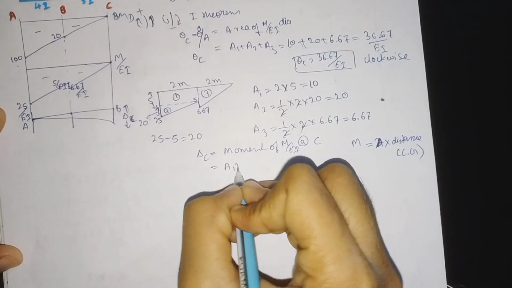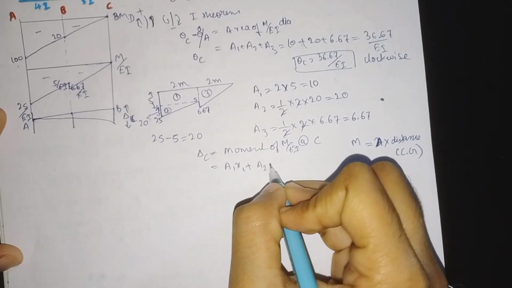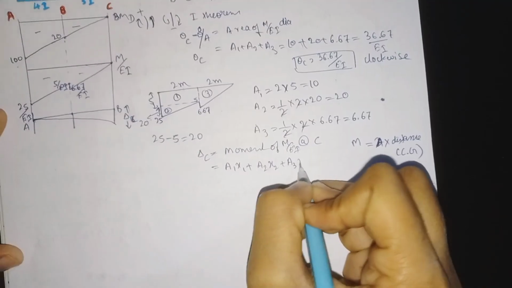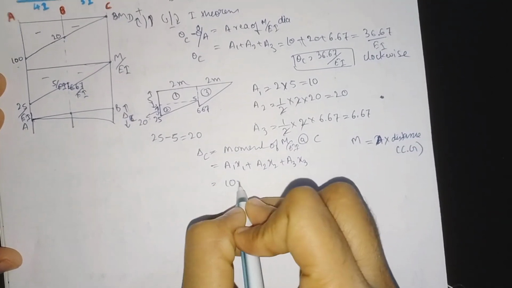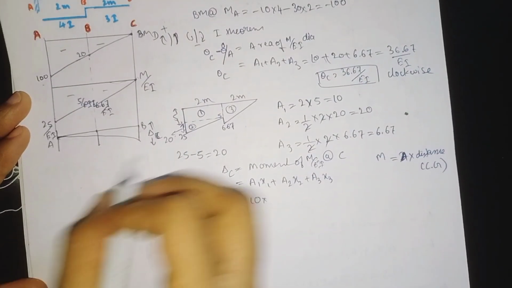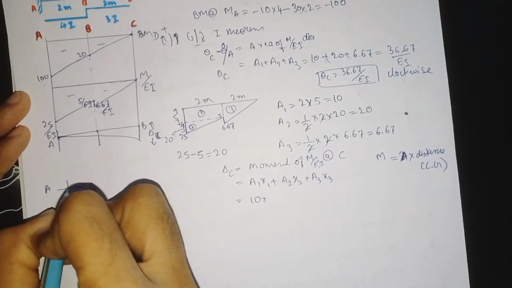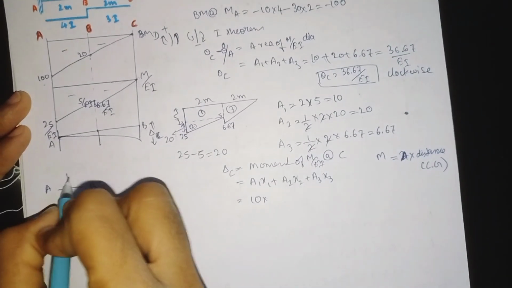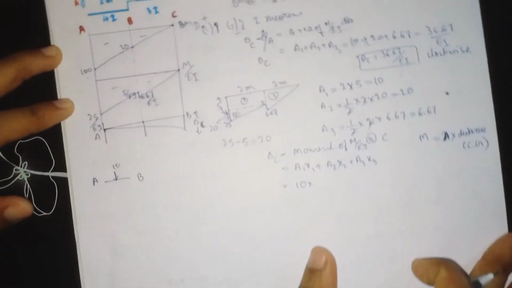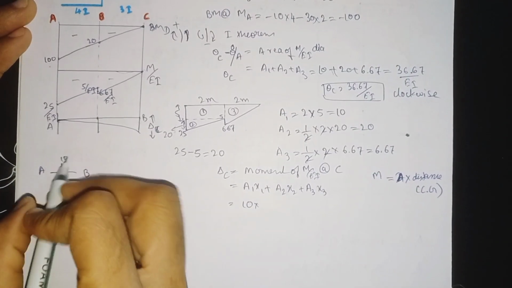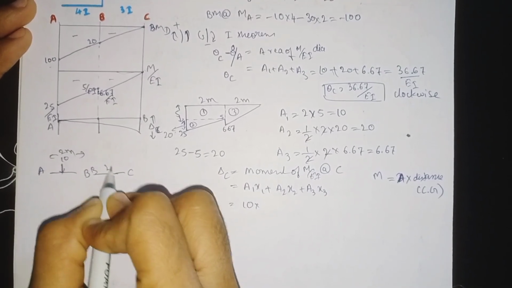So the formula will be A1 into x1 plus A2 into x2 plus A3 into x3, where x is the distance of CG. The A1 value we got was 10. For that we need to find the x1 value. I will show you here. This is member AB. It has the load of 10, acting at the center. Here we have the total distance of 2 meter, and for BC also 2 meter.